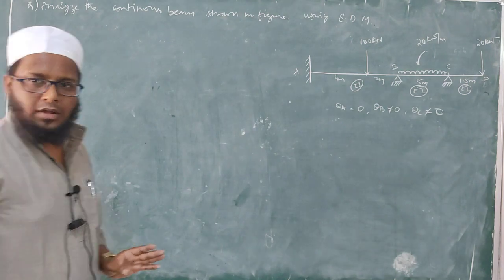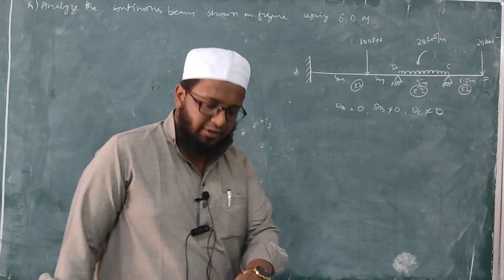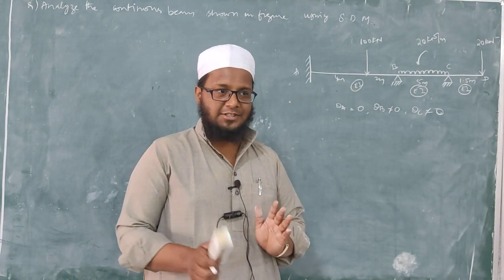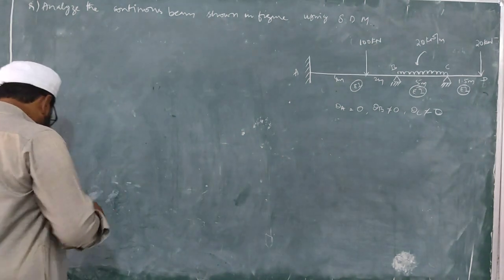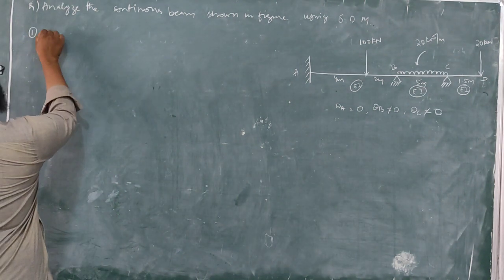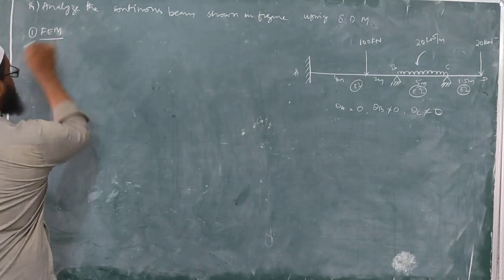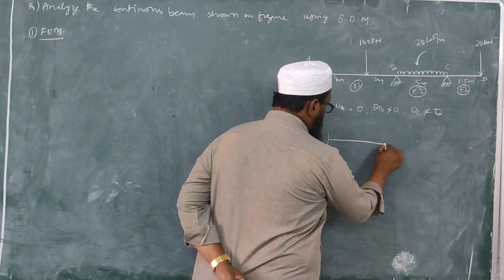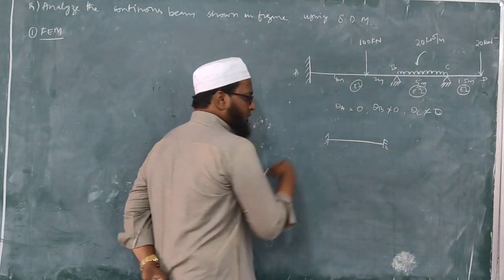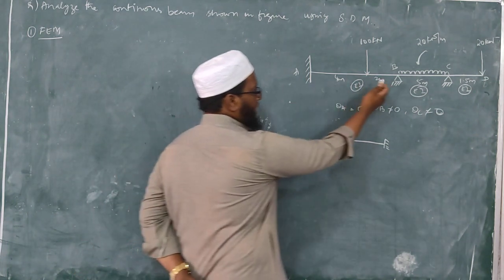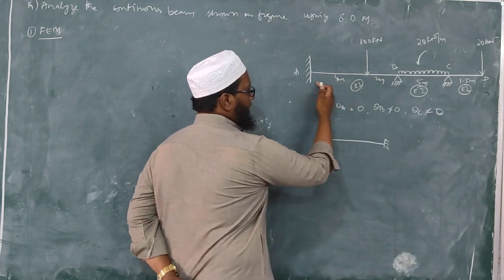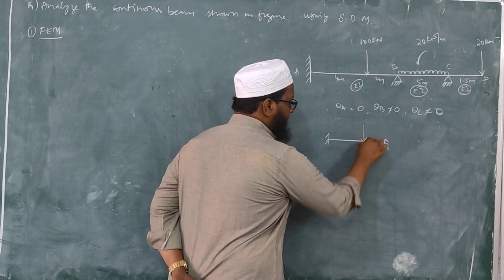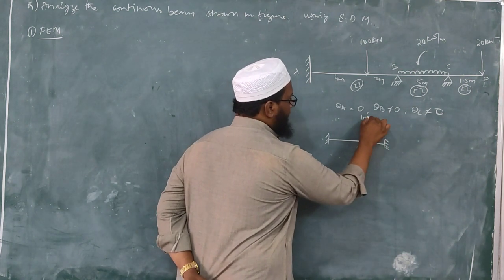The very first step in the slope deflection method is to fix all supports and calculate the fixed end moments, that is FEM. So I'll treat each span as a fixed beam. I am taking span AB. What is the span of AB? 6 meters. The loading is eccentric loading, that is 100 kilonewton.